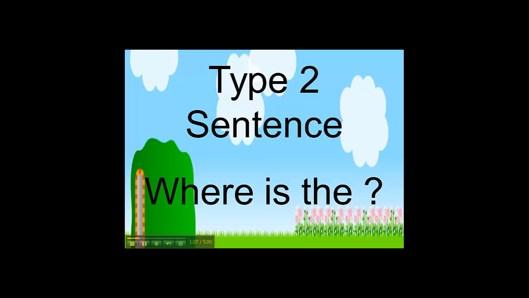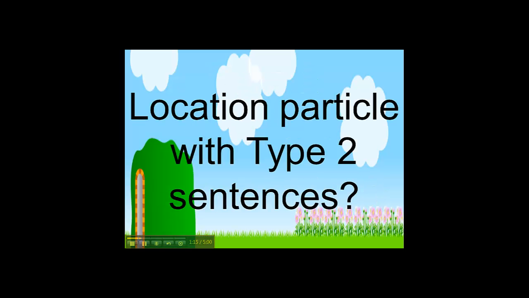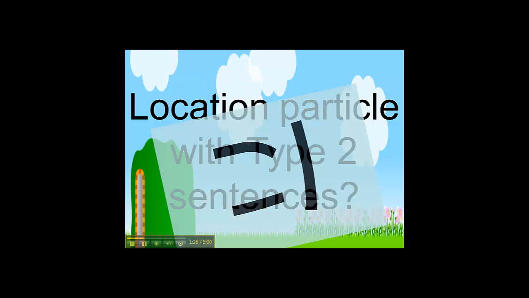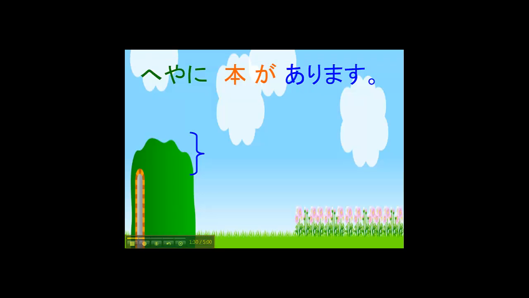Now we're still sticking with type 2 sentences, but we're going to ask the question, where is the something or other? To ask where is something, you're going to need the location particle, and there's a very special location particle for type 2 sentences. I'm sure you all know it. It's location particle に.